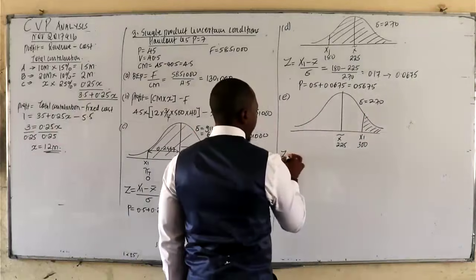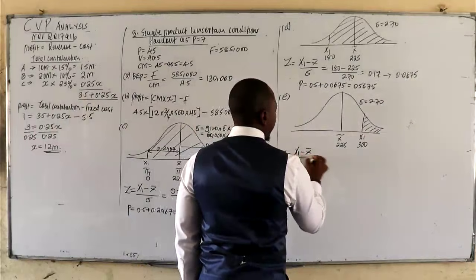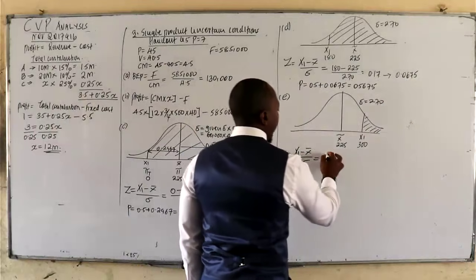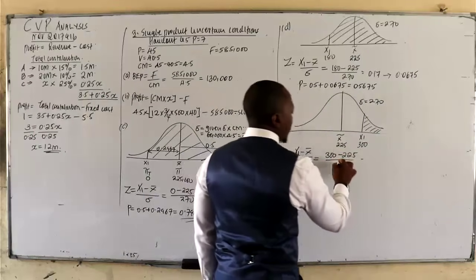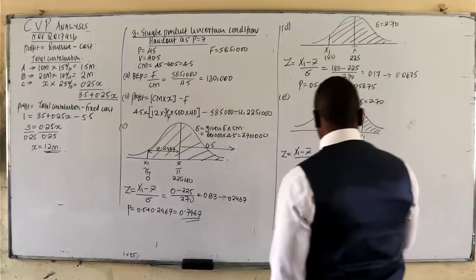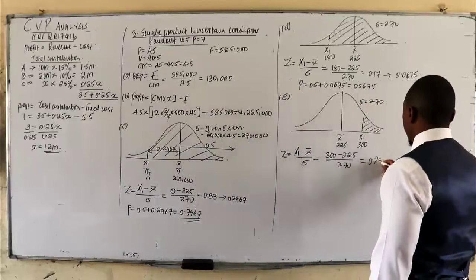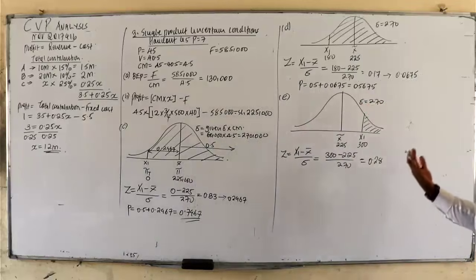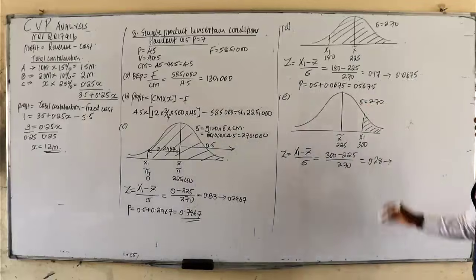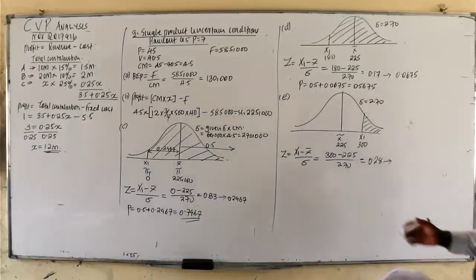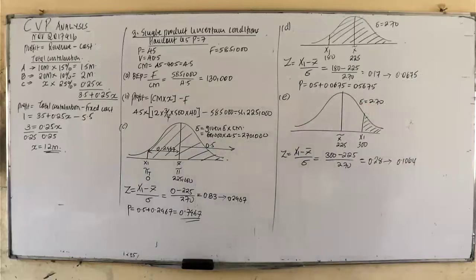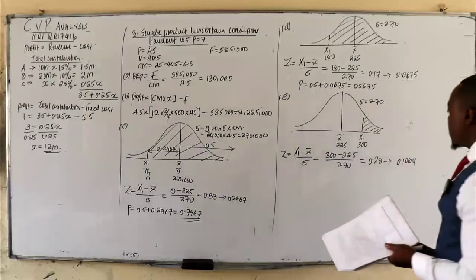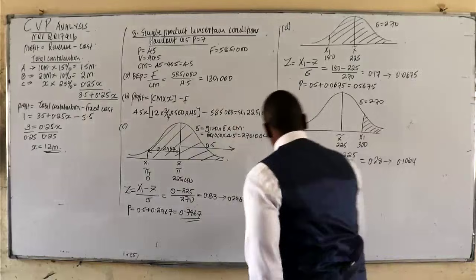To get Z, it's X1 minus X bar over the standard deviation. X1 is 300, X bar is 225, standard deviation is 270. That gives 0.28, which is positive. Positive means it's above the average. Then read it from the table: 0.1064. Now, how do we get the final probability?